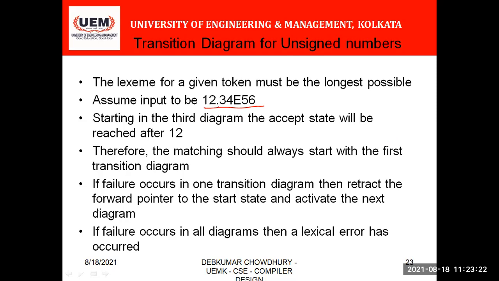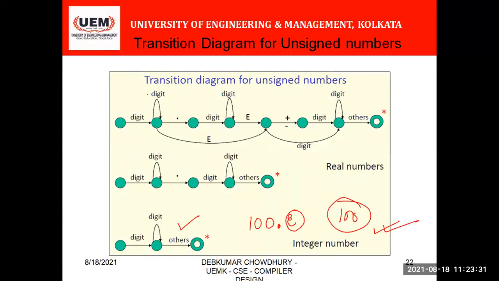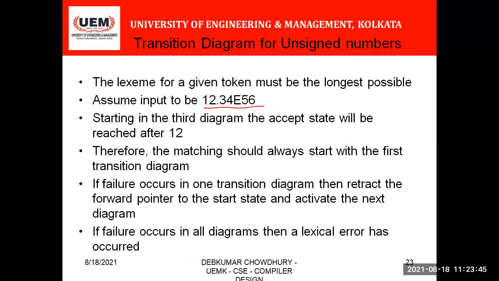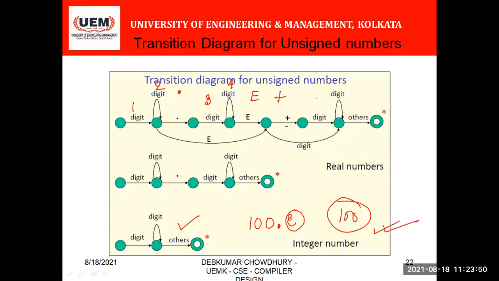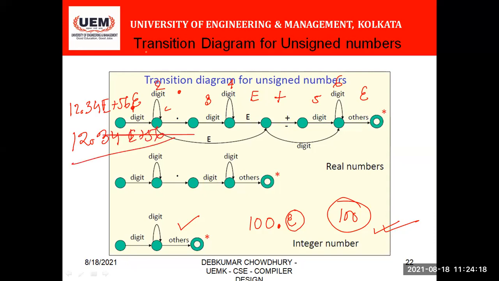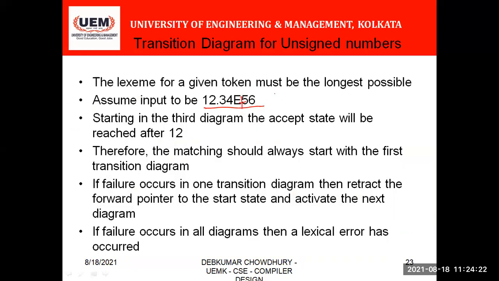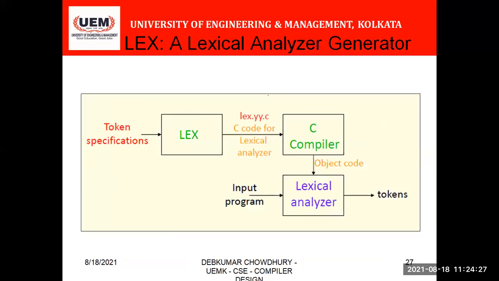So let us try whether 12.34E56 can be generated with the help of the first transition diagram. First, 1 is generated, then digit 2, then dot, then digit 3, then 4, then E. After E there is, suppose, a plus sign, then digit 5 and digit 6, then we generate epsilon. So the ultimate number is 12.34E plus 56, epsilon. There is a small mistake there: a plus should be present, which was missing earlier. If it is not, it will generate a lexical error.